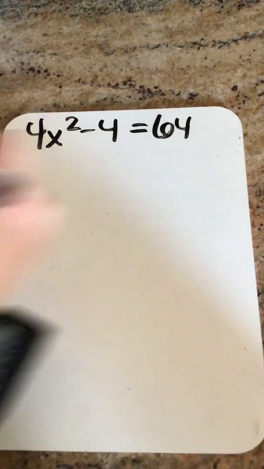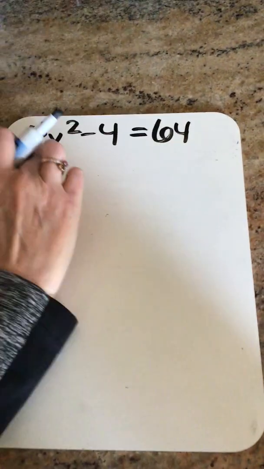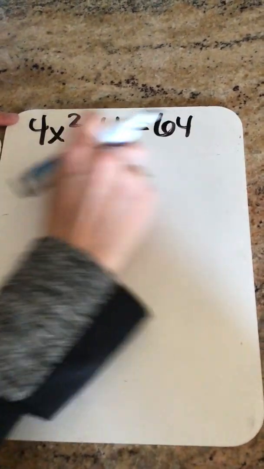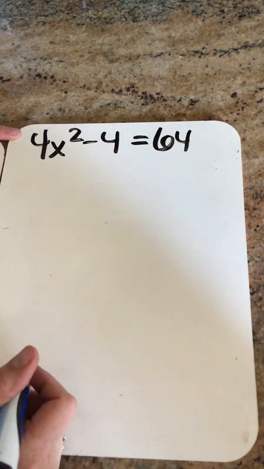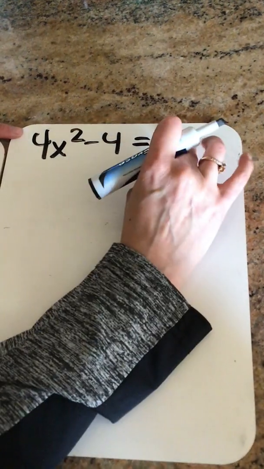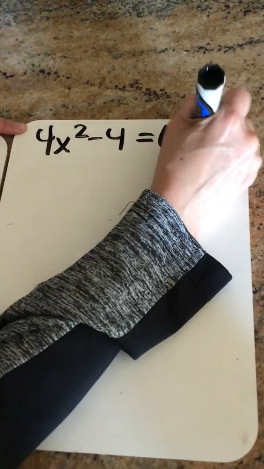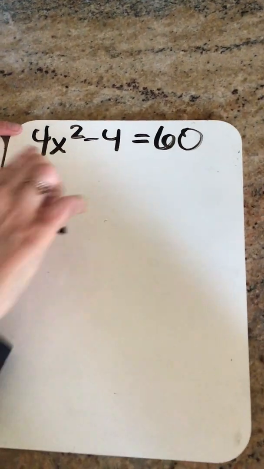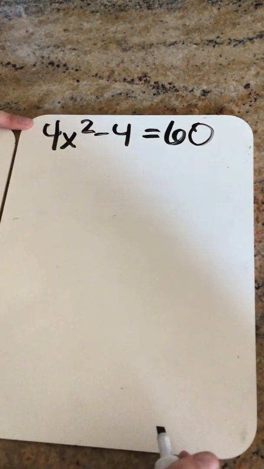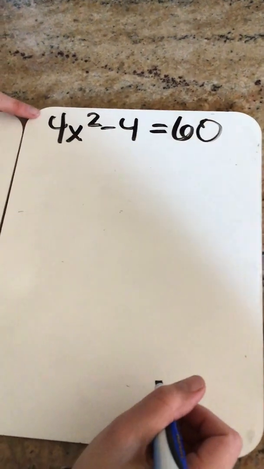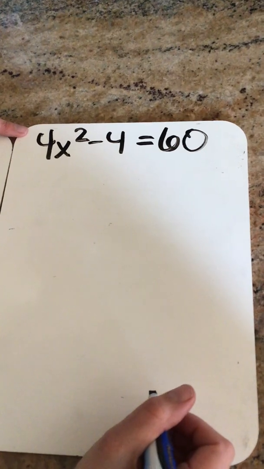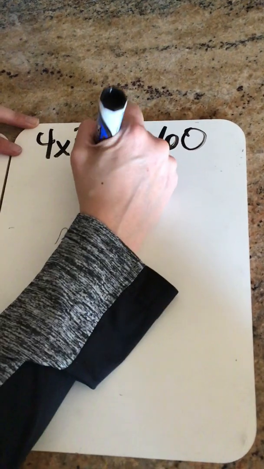Say this was my equation. Again, this has an x squared in it. There's no x. If there is no x, you can just get the x squared. Oh, let's change this. Let's make this 60. We want to make this a pretty one. So 4x squared minus 4 equals 60. So when there's no x term, you don't have to factor it or use the quadratic formula. You can just get the x squared by itself.